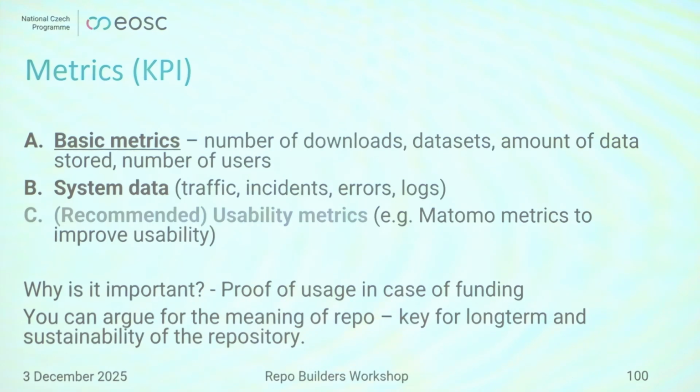The metrics that we'll be collecting, basically, we want to get some basic metrics, so the number of downloaded datasets, amount of data stored, etc. Those are going to be probably mandatory stuff that we'll get in the meantime. Some system data, so traffic, incidents, errors, logs. A and B are the basic, the foundation metrics here. And then C is more recommended.